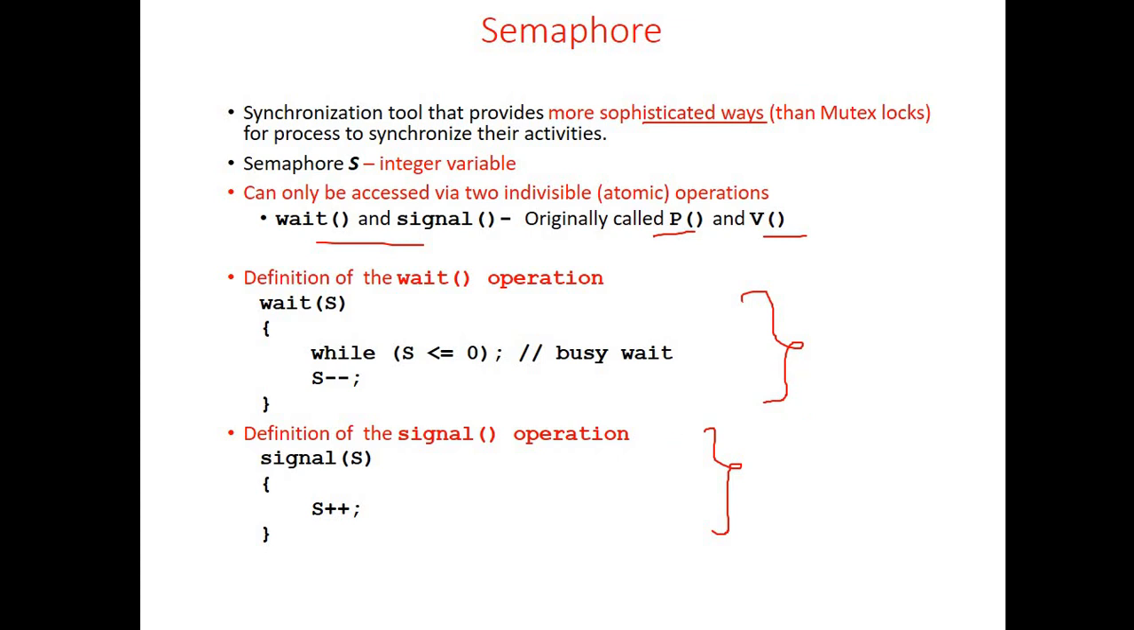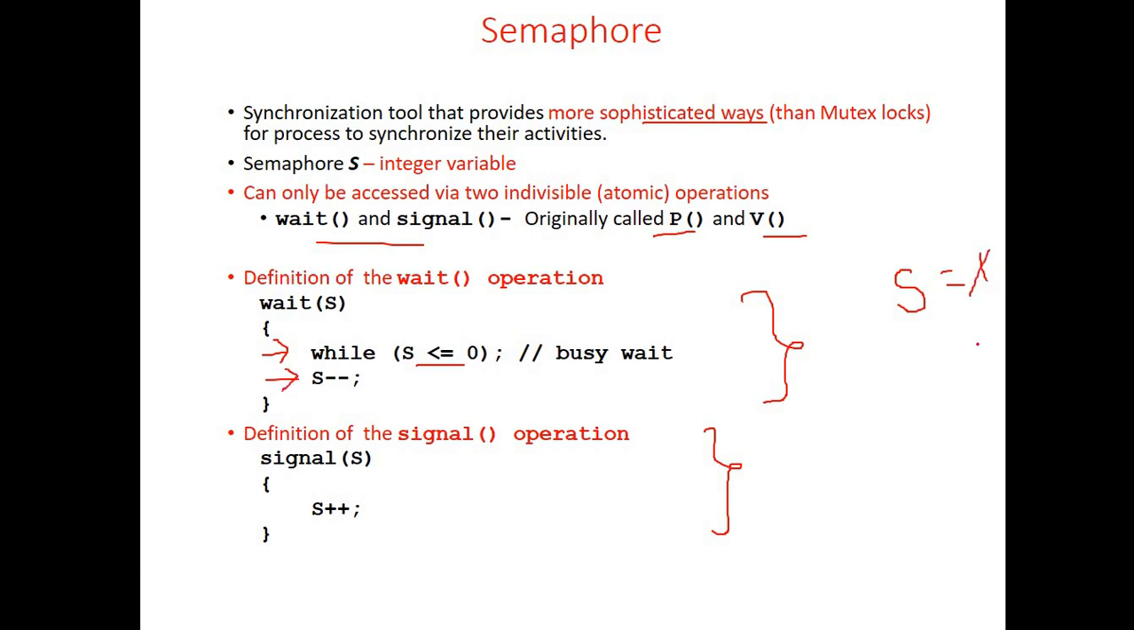Initially, when a process wants to enter into the critical section, it will first test the availability of the semaphore variable on that particular resource. If the value of the semaphore variable is 1, then the while loop will not be satisfied. The control will go to the next statement.